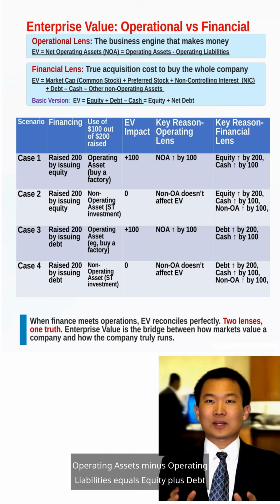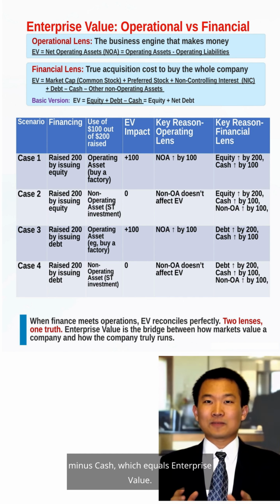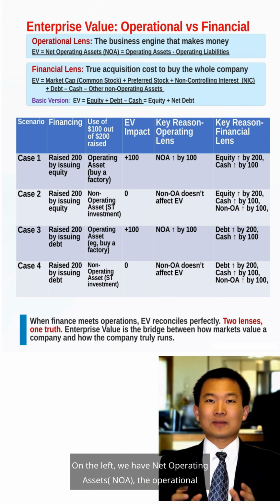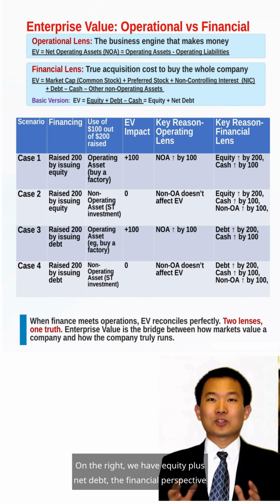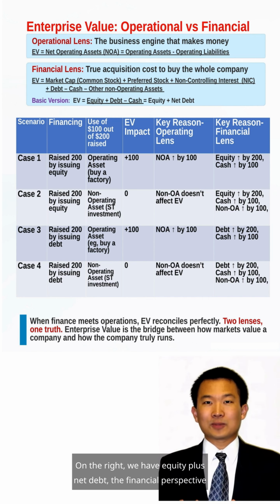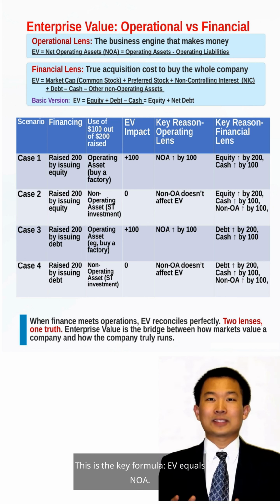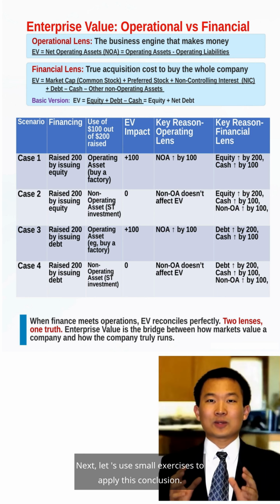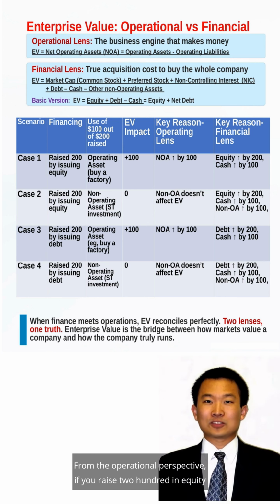Operating assets minus operating liabilities equals equity plus debt minus cash, which equals enterprise value. On the left, we have net operating assets, NOA, the operational perspective of EV. On the right, we have equity plus net debt, the financial perspective of EV. This is the key formula. EV equals NOA. Next, let's use small exercises to apply this conclusion.